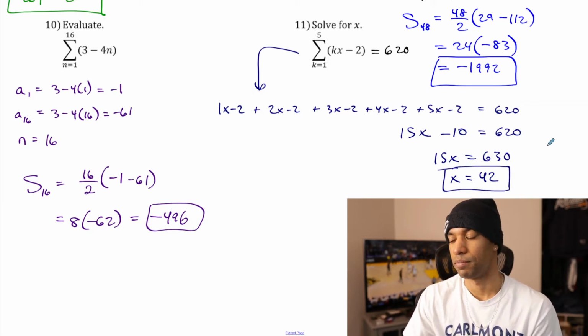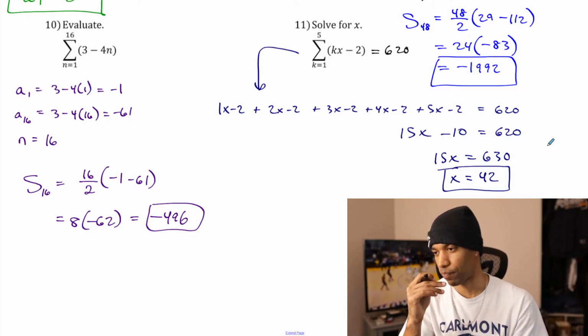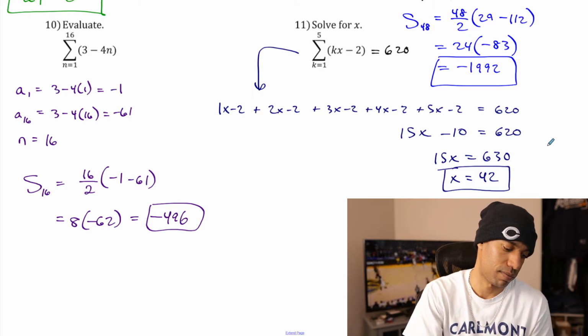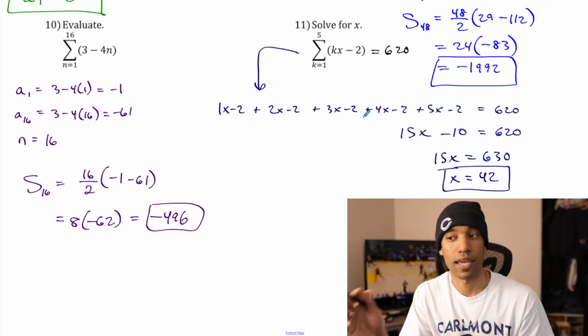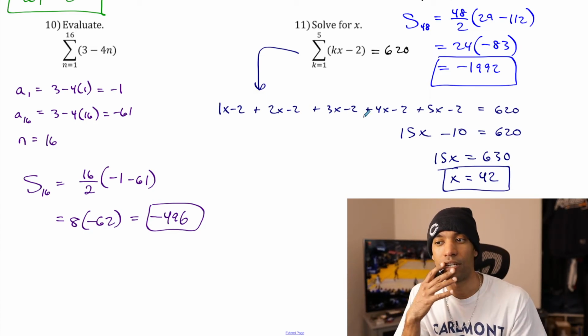Is that how you say it? Hitchhiker's Guide. I think it's 42. 630 divided by 15, 42. Okay, so that's the answer. That's solving for x. Now, how could I have done it differently?